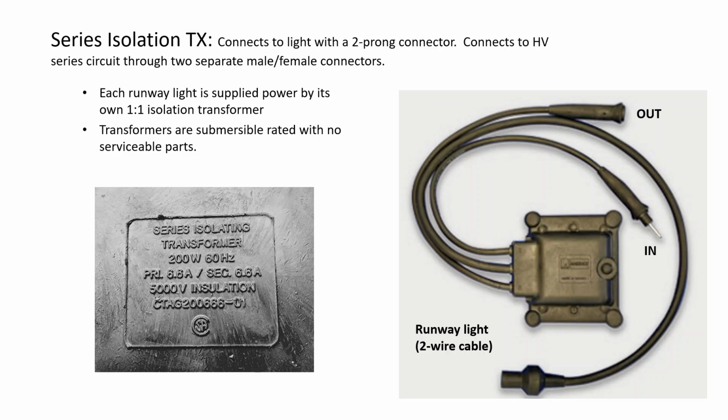So this is a one-to-one, as in the voltage that comes in on the primary would be exactly the same voltage that's then generated on the secondary. You'll also notice that the transformer is rated in watts, and that is to reflect the size of light that this transformer can power. So a 200-watt transformer would be able to power a 200-watt runway light.